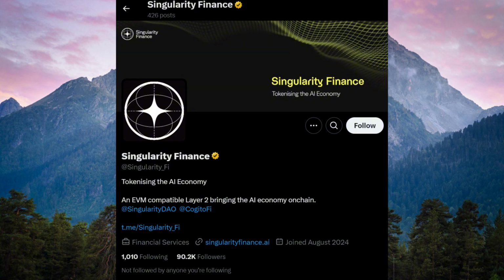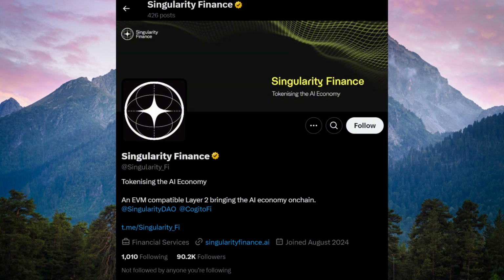Register for an account, provide the necessary details, including email and password. Verify your identity, complete the Know Your Customer (KYC) process if required. Deposit funds. Add funds to your MEXC wallet using your preferred payment method: crypto deposit, bank transfer, or credit/debit card.